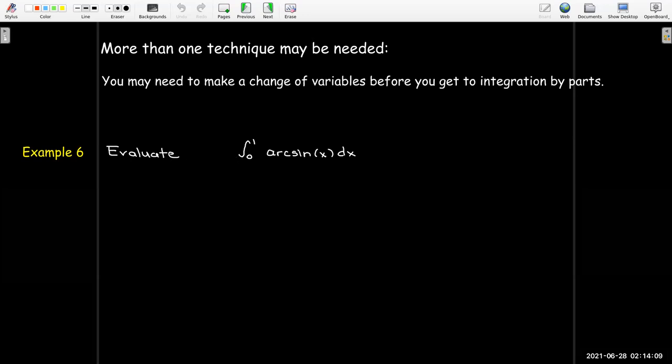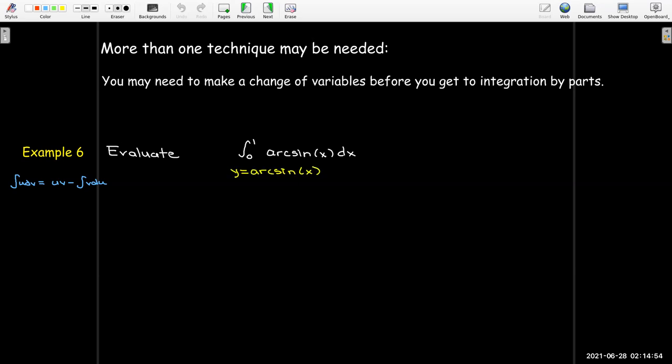And here's an example. I'd like to evaluate the integral from 0 to 1 of arcsine of x. We actually saw this integral previously, where we looked at this integral as representing an area, and we were able to find an integral in terms of sine of x that gave us the same area. But now we're going to actually use first a u substitution. But since we have our u and v in our formula over here, I'm going to make a change of variables and use y as my new variable.